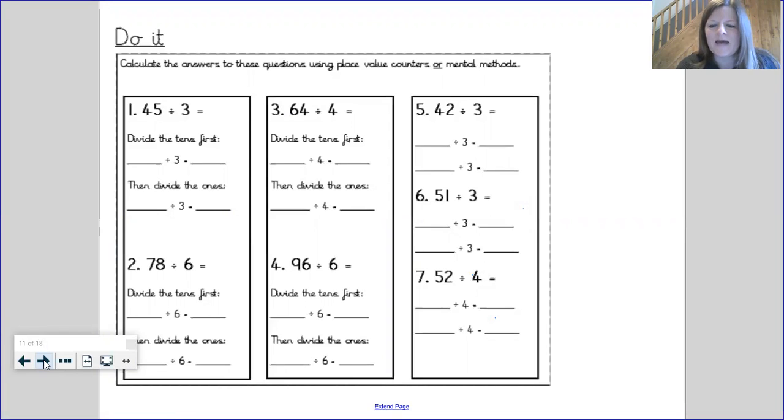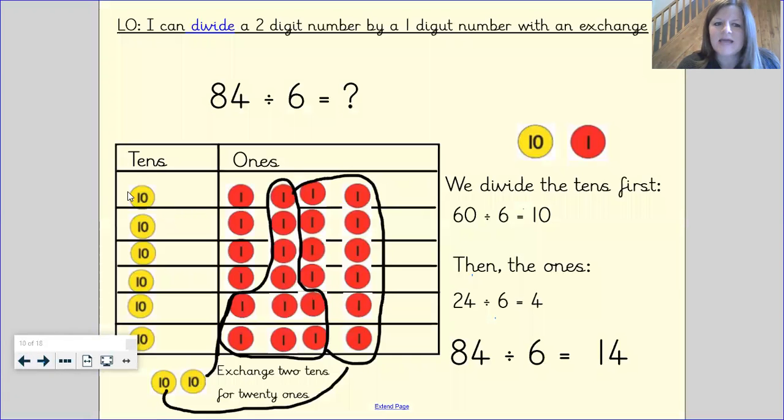Okay, so I have also saved this sheet underneath this video on the website. This is your do it for today. So in similar style to Fridays, we've got the 45 divided by 3, and then I'm suggesting divide the 10s first and then divide the ones. I have saved the hundreds, tens and ones grid for you if you want to use that, but I would suggest laying it out until you get super confident, laying it out like this to support you.